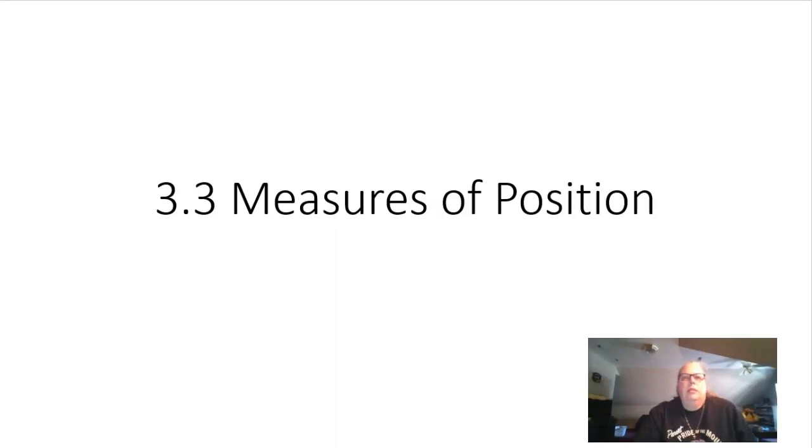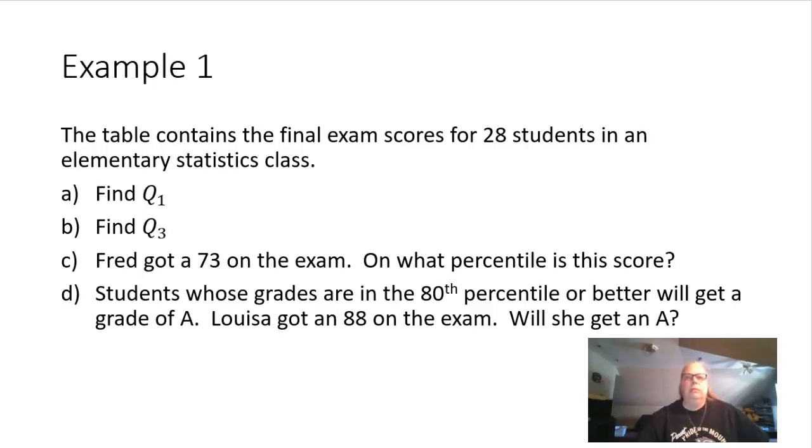The examples in this video go with lesson 3.3, measures of position. Example 1. The table contains the final exam scores for 28 students in an elementary statistics class. Part A, find Q1. All right, our table is actually on the next slide.